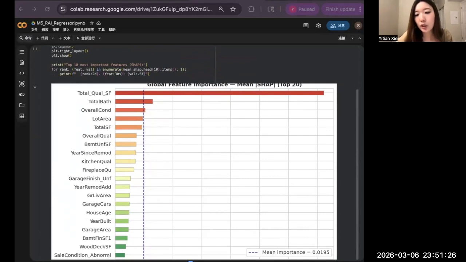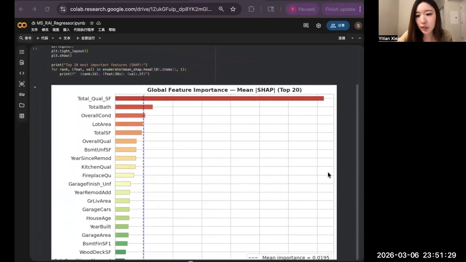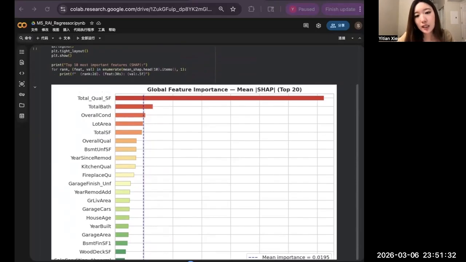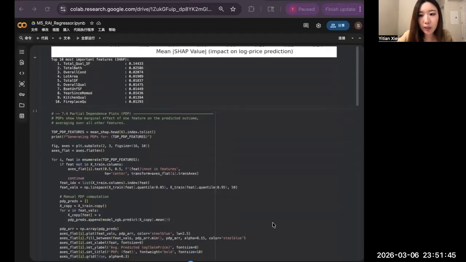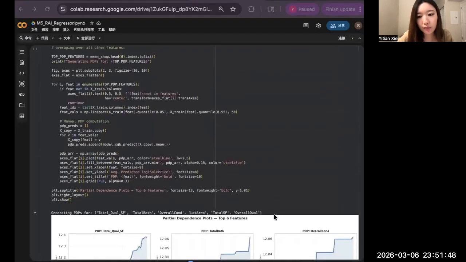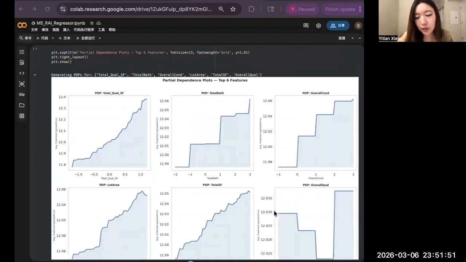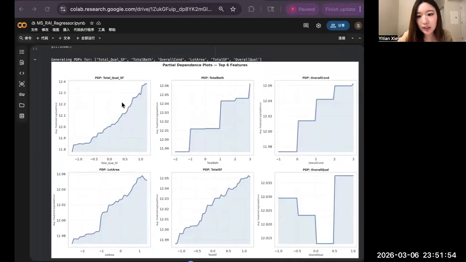The global SHAP importance chart further confirmed the rankings by measuring the average contribution magnitude. These global explanations help the user understand which factors most strongly influence the predictions. I also generate a partial dependence plot to visualize the feature effects. For example, increasing TotalQualSF steadily increases the prices. Similarly, larger TotalSF and better overall condition generally lead to higher predicted values. These plots help stakeholders understand how the model responds to changes in the key features.